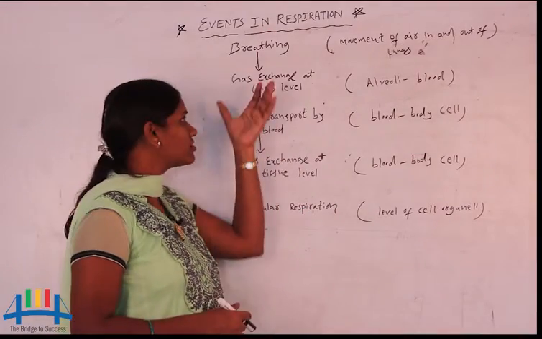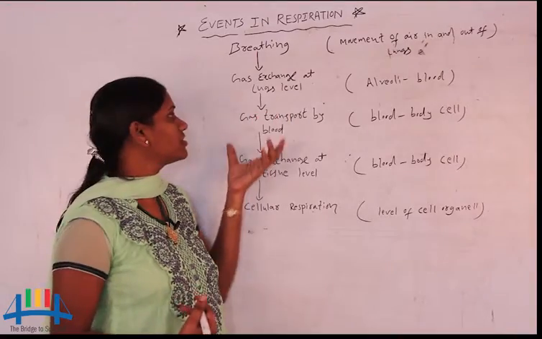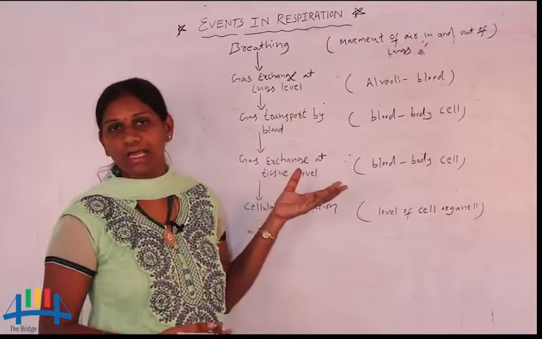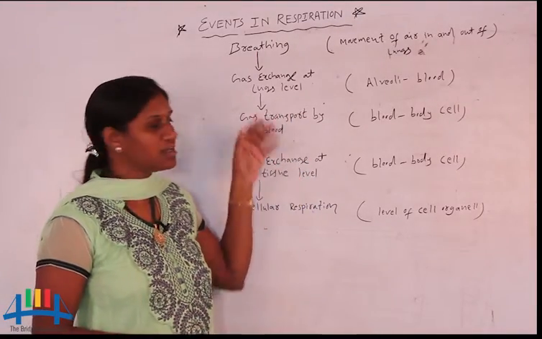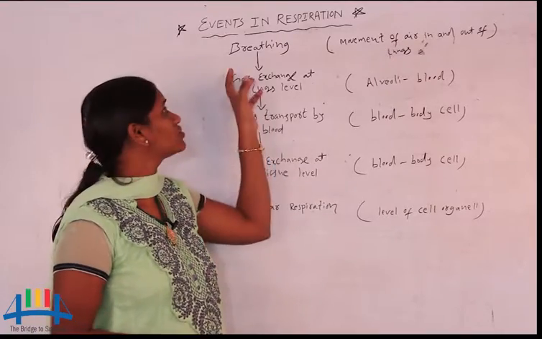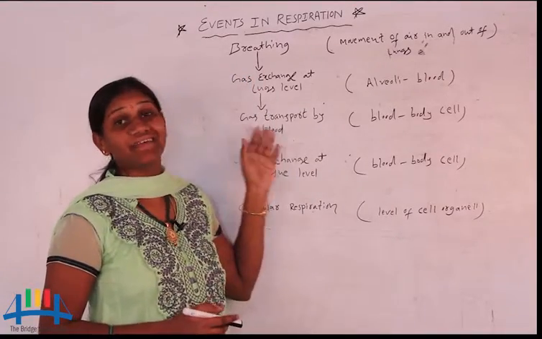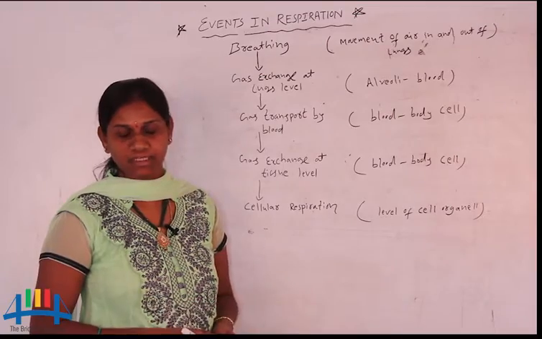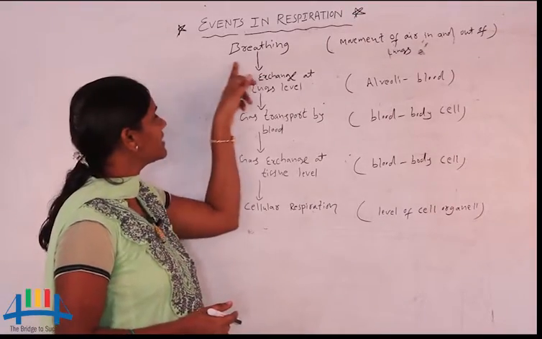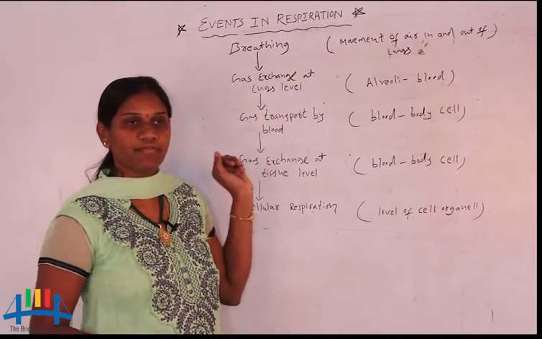A flow chart means we are going to give the levels, involving the levels in a chart, which is called a flow chart. In the form of a flow chart we are going to show the events in respiration. The first step is breathing.